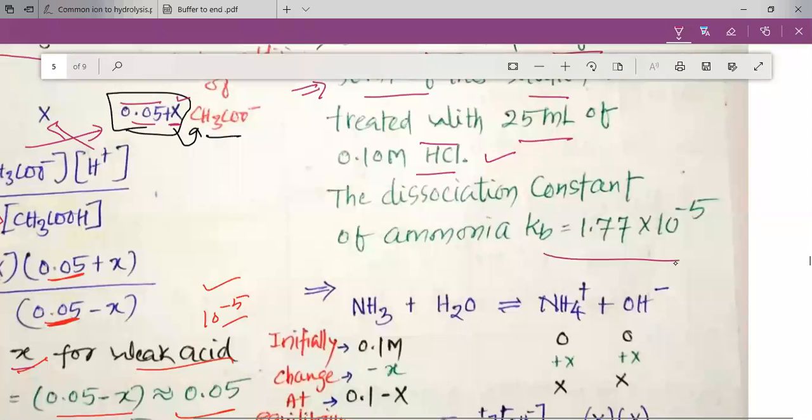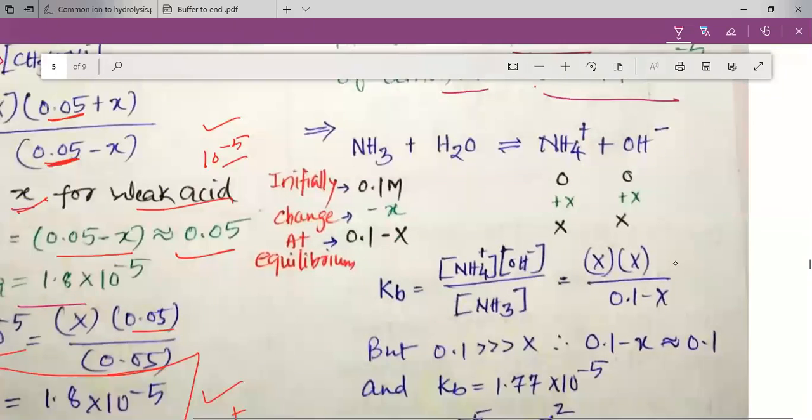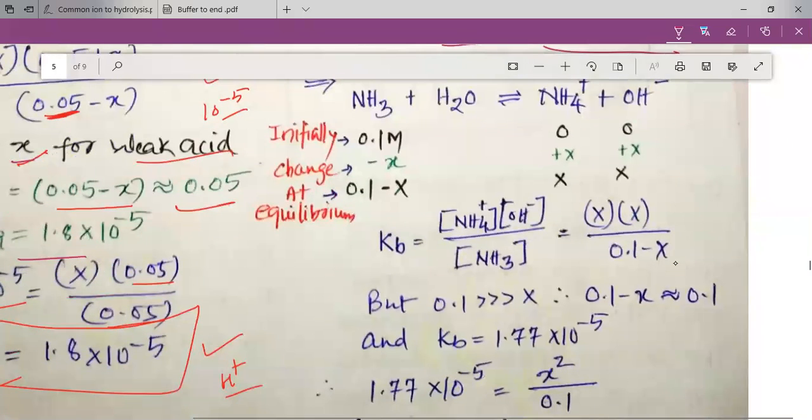Here they have given the value of dissociation constant, and that is given as a Kb. So now we can understand. Let us first find out the pH of the solution. Ammonia, when it is added to water, it gives NH4 plus and OH minus. Initially the concentration is 0.1 molar for ammonia. The change we can see, it is minus X for the reactant and plus X for the product. So the equilibrium concentration would be 0.1 minus X, and for products X and X.